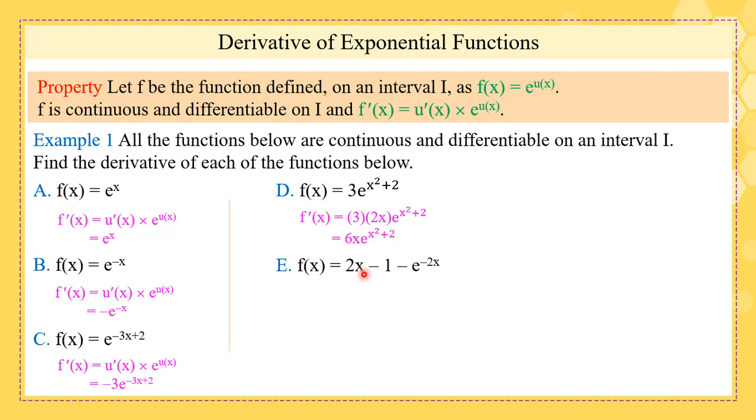Now this expression: the derivative of 2x is 2, the derivative of negative 1 is 0, minus, and the derivative of this quantity is minus 2 e to the power minus 2x, and if we multiply minus 2 by minus, we get plus 2.